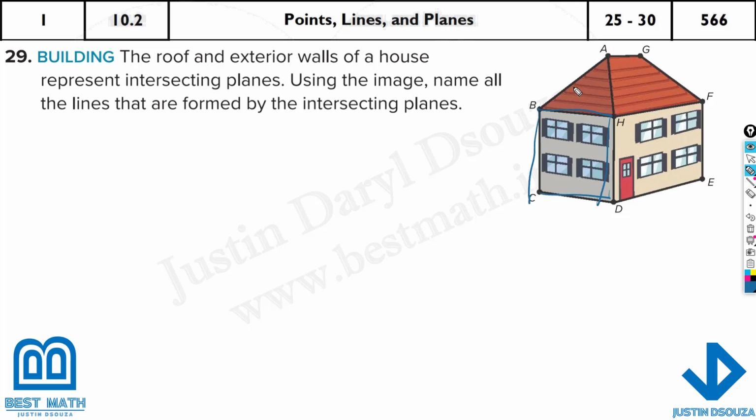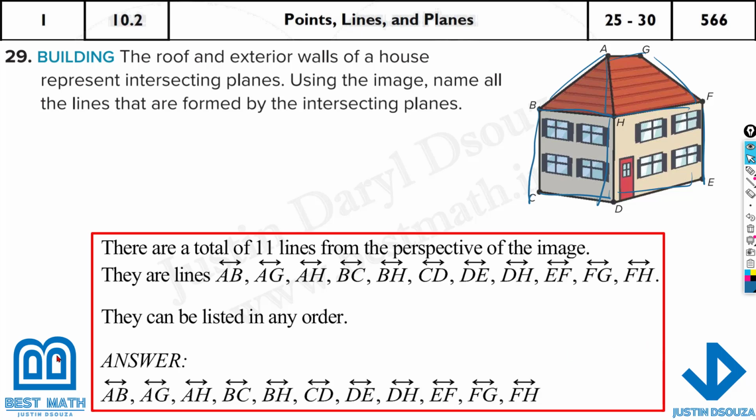There is 1, 2, 3, 4, 5, 6, 7, 8, 9, 10, and 11 lines basically in this. So all of the lines are intersecting. You can say it's AB, AG, AH, and everything.